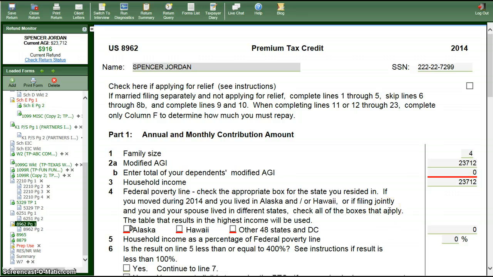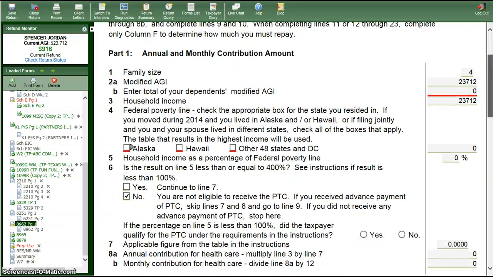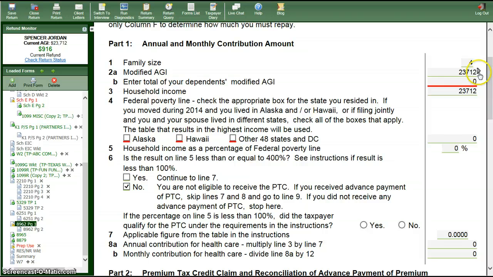And TaxWise populates a fair bit of this form for you. It has the size of Spencer's family, his modified AGI. Line 2B, of course, is where you would add in any dependent income that is required. This is only for dependents who are required to file a tax return. Remember, if a dependent files only to get a refund back, then we don't add in their income. It's only for those dependents that have a filing requirement. Line 4, we're going to check other 48 states and DC.